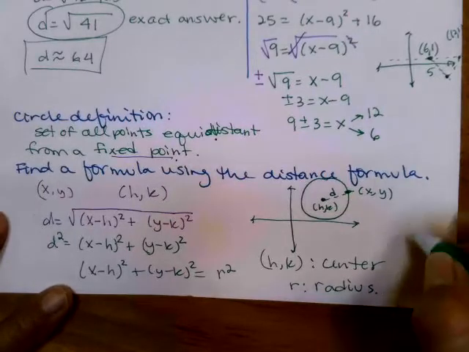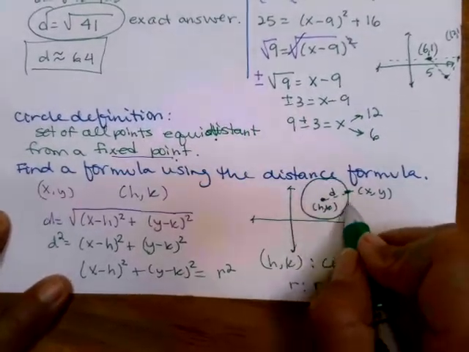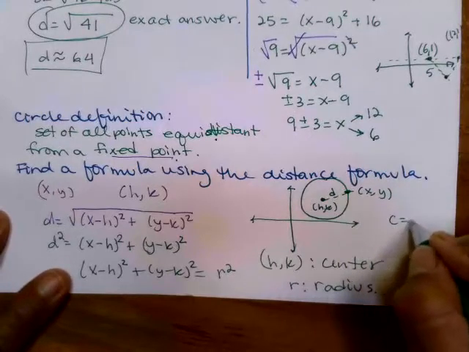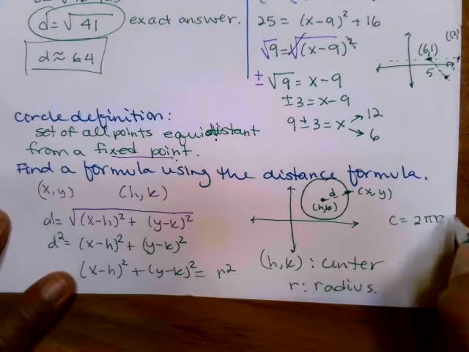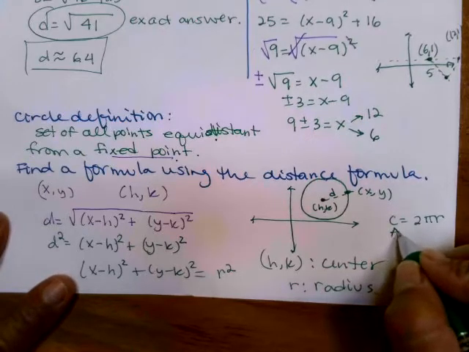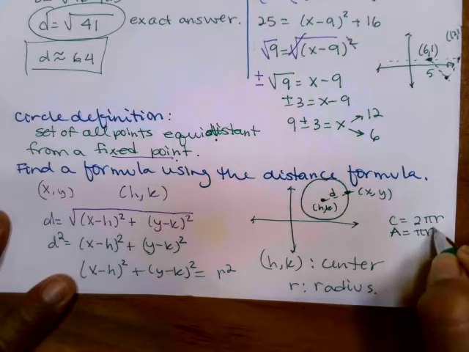I know, I hear a bunch of you hollering out. The thing you're thinking about is the circumference. That's the distance all the way around it. Don't worry, we're going to talk about that later this quarter. So circumference is 2 pi r. And then the other formula for circles is area. Area equals pi r squared.